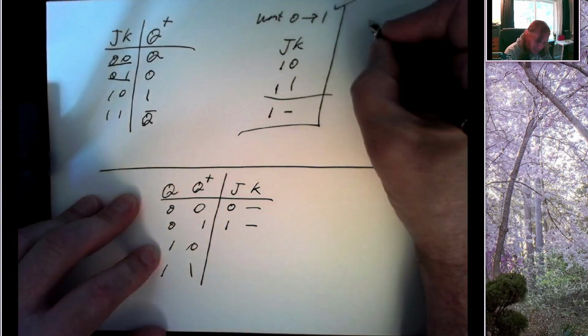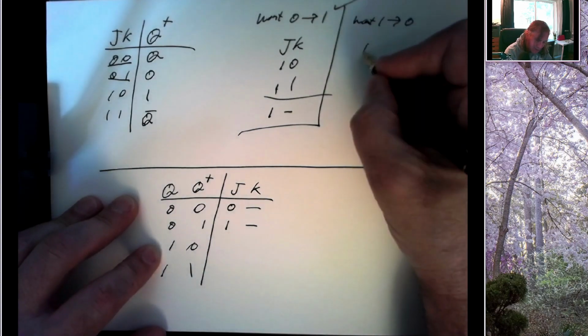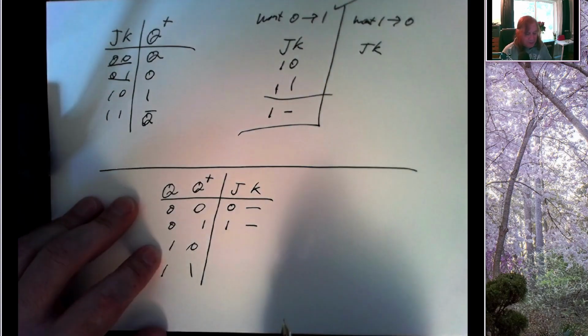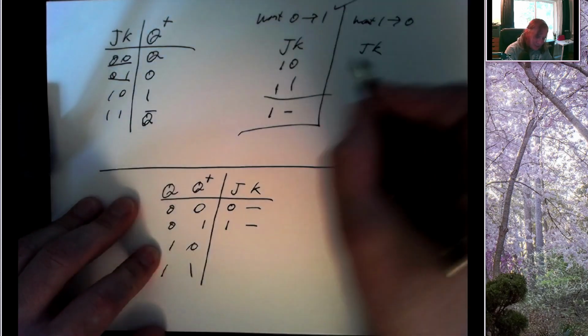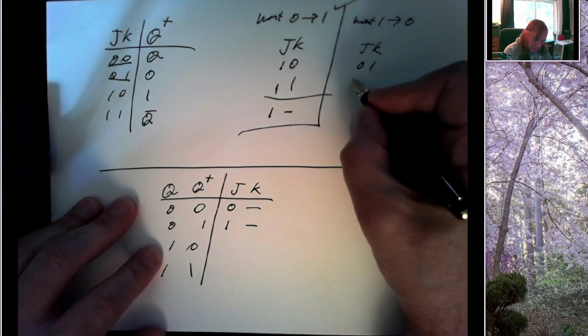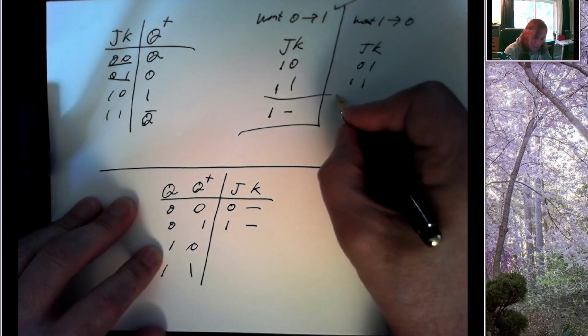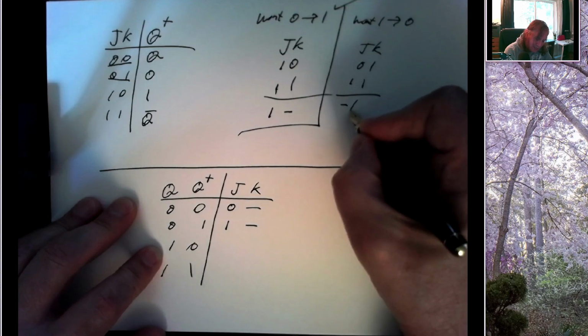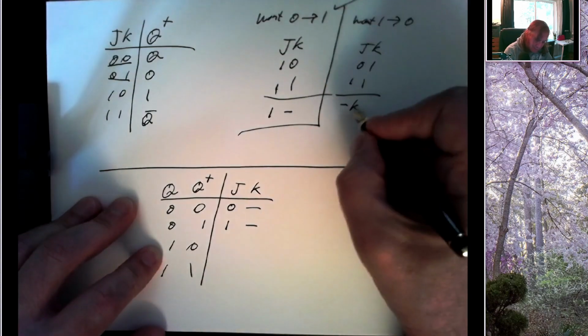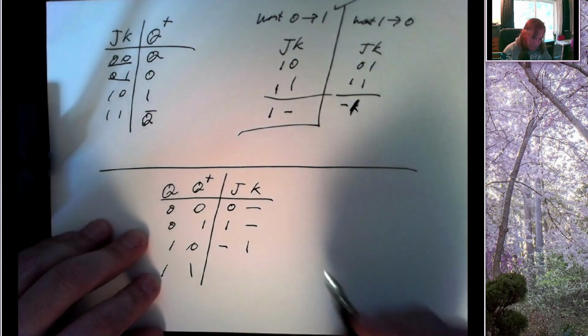So what if the current value is a 1 and we want the new value to be 0? Well, there's two ways to do that. Set JK to 0, 1, which says clear the output, or set JK to 1, 1, which says toggle the output. Change that 1 to a 0. So J can be anything, K has to be 1. So this is a don't care and a 1.